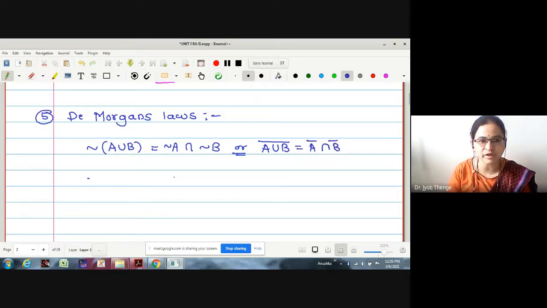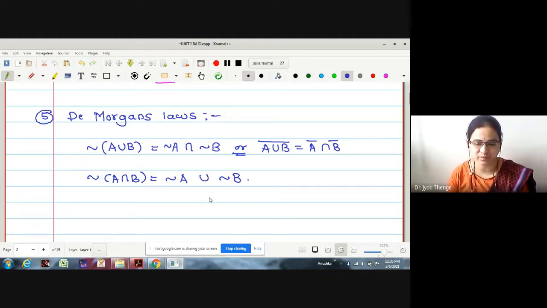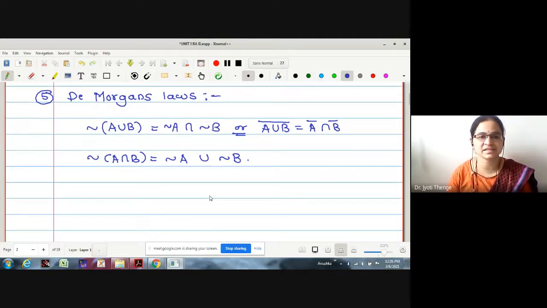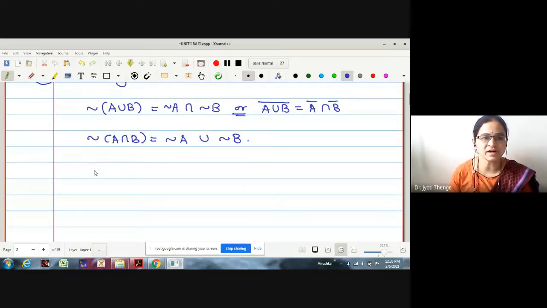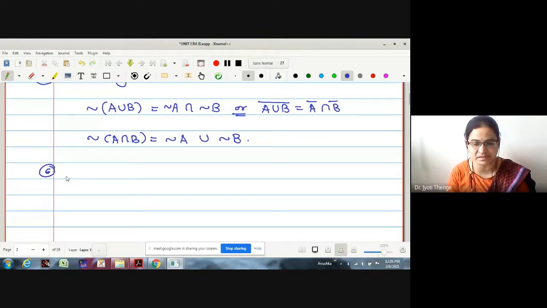What is one more De Morgan's law regarding the intersection? (A intersection B) complement is A complement union B complement. Correct, no? We are going to use these laws in the next concept. Now we will write some properties regarding the empty sets.